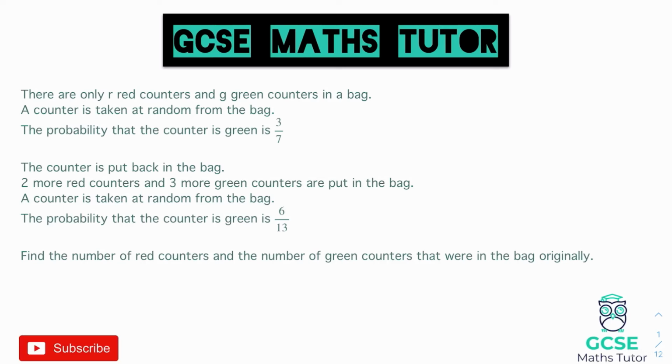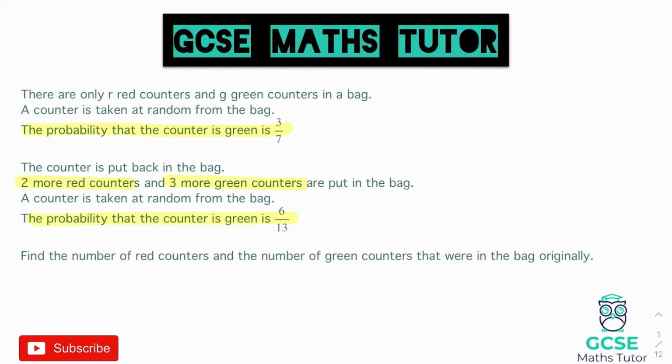So it says here there are only R red counters and G green counters in a bag. Essentially, we don't know how many are in the bag. A counter is taken at random, and the probability that it is green is 3/7. So we'll highlight that. The counter is put back in the bag, and then 2 more red counters and 3 more green counters are put in the bag. Another counter is taken, and the probability that it is green is 6/13. And it wants us to find out how many red counters and how many green counters were in the bag originally?